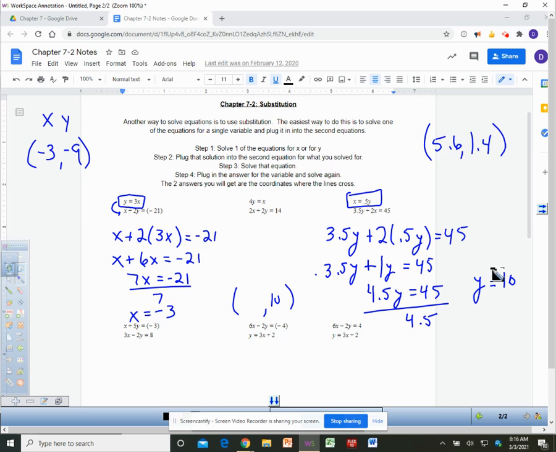So my x value, I just take this, and I plug it into my first equation. x equals half of 10. What's half of 10? 5. You're done. 5, 10.